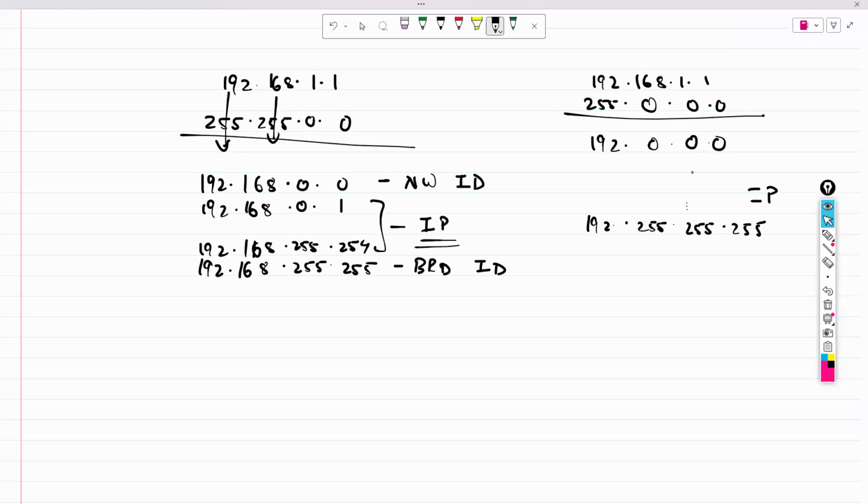So the number of hosts will increase in this case. Yes, the number of hosts will increase to 2 to the 24. So any one of them can be applied: either 255.0.0.0 or 255.255.0.0 or 255.255.255.0, class A, B, and class C. Exactly. That's what classless means.